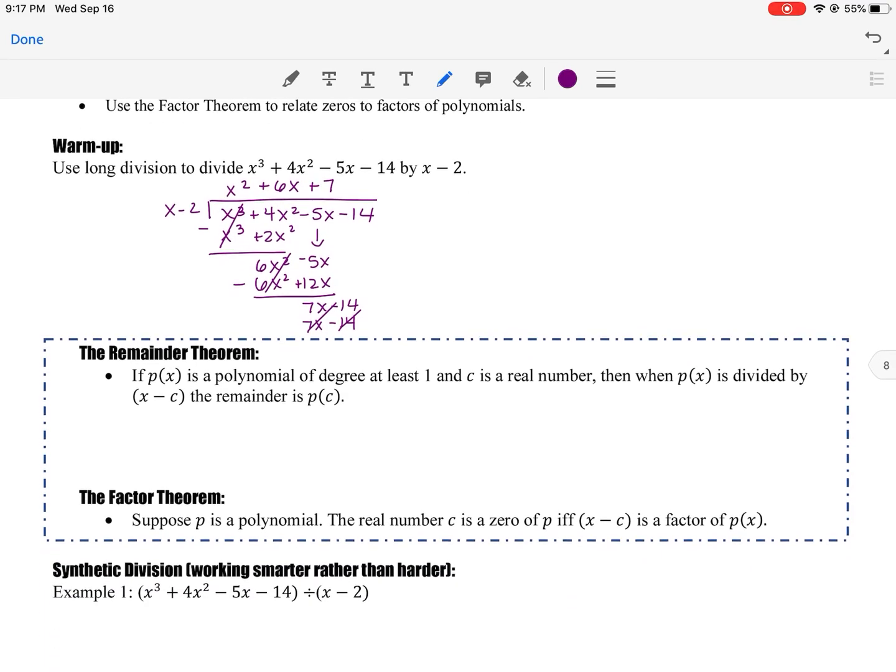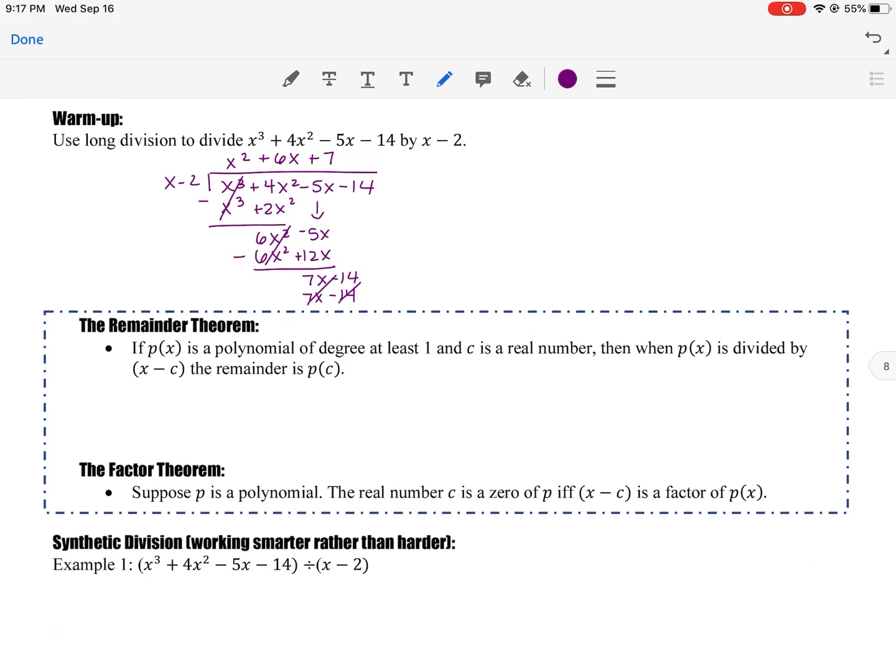And I do that just so you remember how painful long division can be, and you appreciate synthetic division. The two theorems we have today is the remainder theorem, which says, hey, if you've got a polynomial of degree at least 1, so meaning it's at least linear, and c is a real number, that when p of c is divided by x minus c, so that factor, the remainder is p of c.